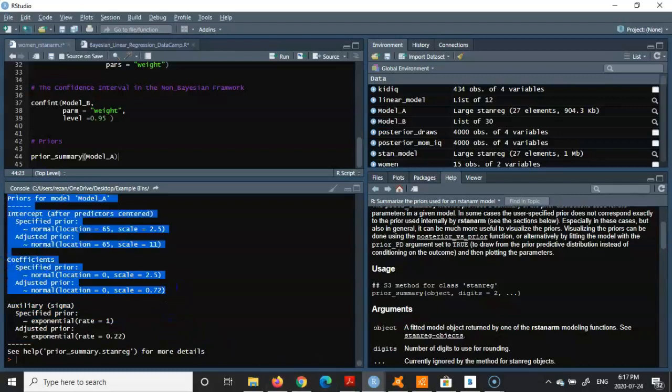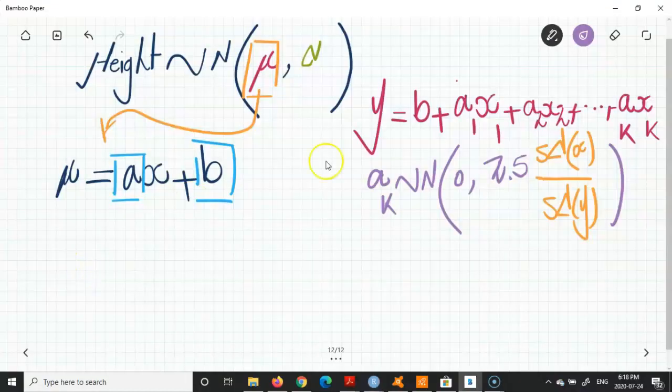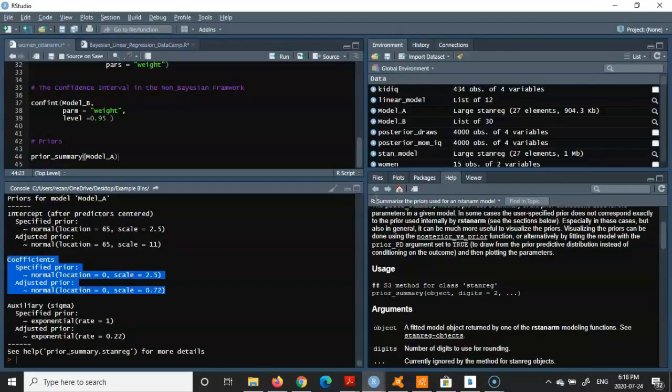The second block is about all the coefficients in our model. We have specified priors. The specified priors are essentially the priors which define all the coefficients in our model. It says that the location, which is the mean of the value, is essentially 0. That's what rstanarm always specifies.